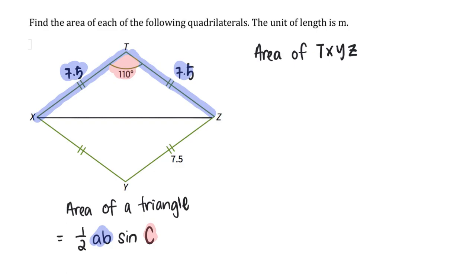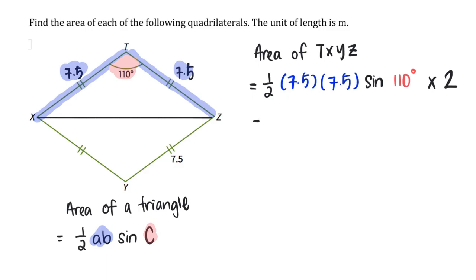so the area of XYZ of this rhombus would then be equals to half multiplied by 7.5 times 7.5 times the sine of 110 degrees. This is only for one triangle. So if I need to have two triangles, what do you think I should do? Yes, I'm going to multiply by 2. And this will give me a value of 52.8577 to 6 significant figures.